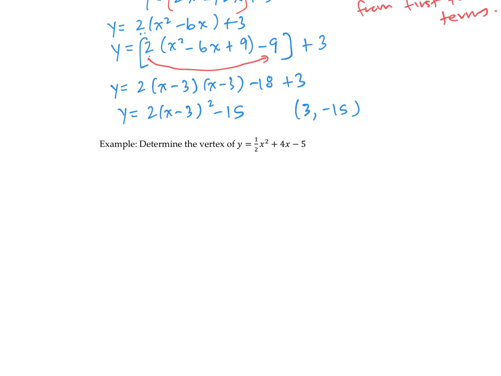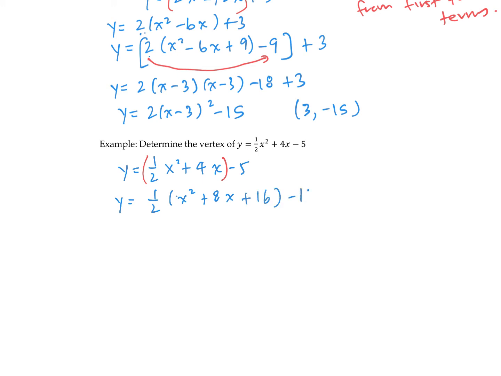You may also have leading coefficients that are fractions. That's okay. I'm going to factor out a half from the first 2 terms only. Not the last term, we'll ignore that for now. So a half of x squared plus 8x. And then I'm going to complete the square. So half of 8 is 4, squared is 16.